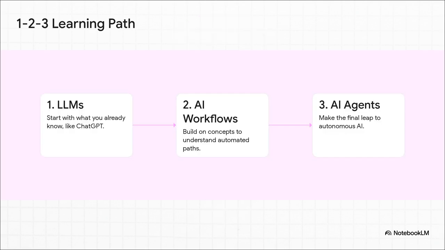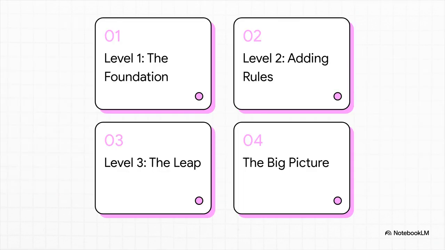And to make it super easy to follow, we're going to use a simple 1-2-3 learning path. We're going to start with what you already know, things like large language models. Then we'll build on that to understand AI workflows, and then we'll take the big leap forward into AI agents. Okay, so here's the game plan. We'll start with the basics, then get into workflows, then agents, and finally, we'll talk about the big picture, how AI is changing from just a tool into a teammate.